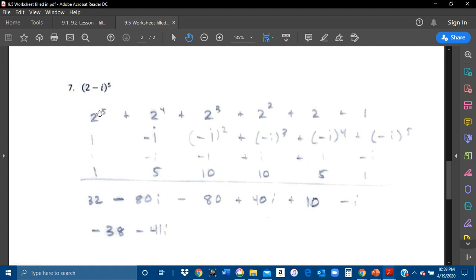Multiply these all together. I've got 32 minus 80i minus 80 plus 40i minus 10 minus i. If I add those all up, combine like terms, negative 58 minus 41i. And that is a complex number in standard form. Again, the easy way to do this is you can do it on your calculator, but I want you to know how to do it this way as well.